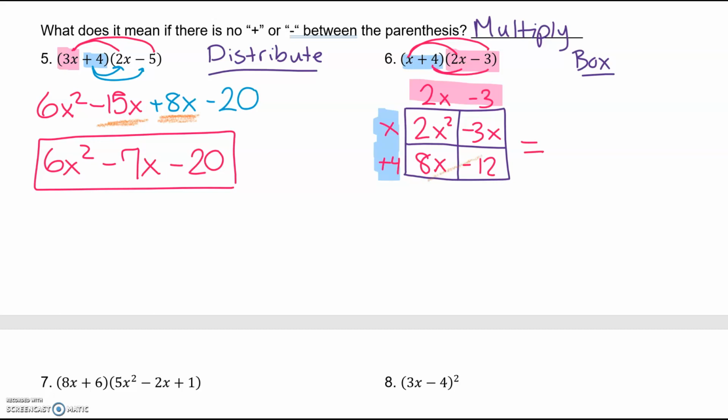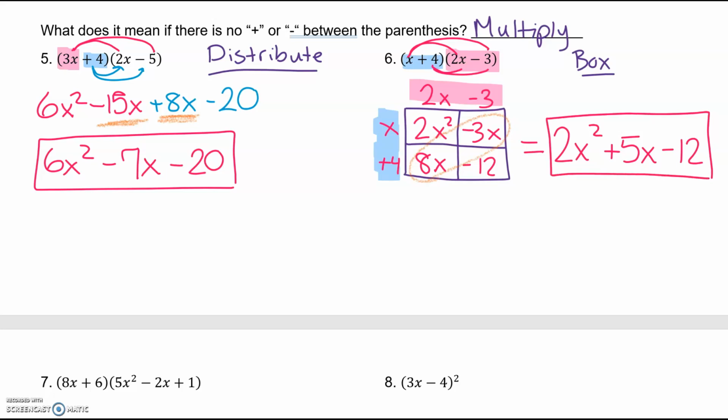So you'll notice here, my like terms happen to be on the diagonal. Okay? That is a very common thing. They usually should be diagonal to each other if they are going to be there. So we have 2x squared, and we always write it biggest exponent first. 8x minus 3x is a positive 5x, and then minus 12. So that is its simplest form.